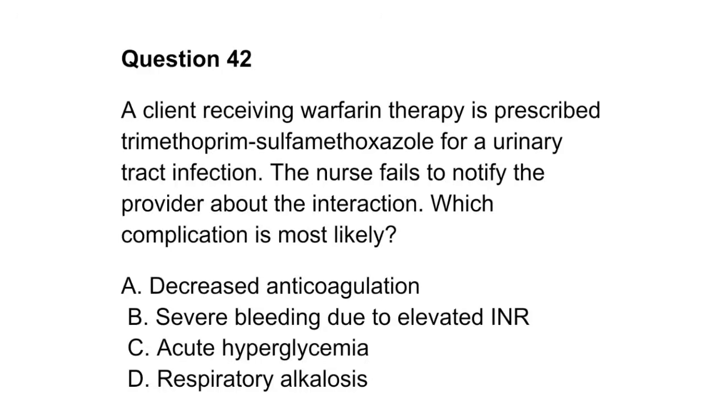Question 42. A client receiving warfarin therapy is prescribed trimethoprim sulfamethoxazole for a urinary tract infection. The nurse fails to notify the provider about the interaction. What is the most likely outcome? A. Decreased anticoagulation. B. Severe bleeding due to elevated INR. C. Acute hyperglycemia. D. Respiratory alkalosis.